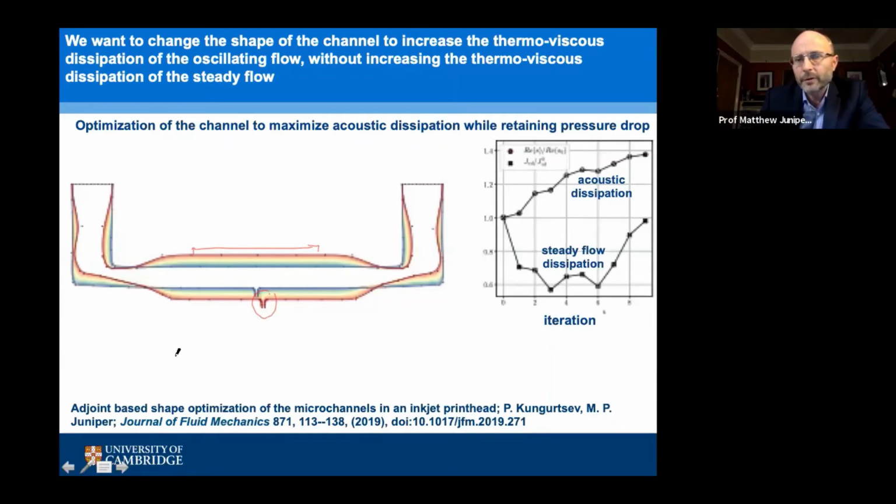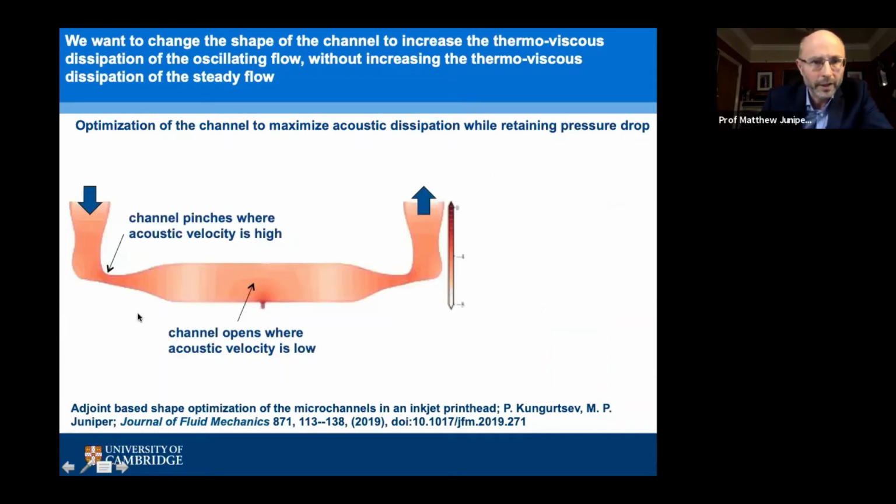So this was using the optimization algorithm as a black box. And then afterwards, you can say what's going on. And as I was explaining earlier, you find that the channel pinches where the acoustic velocity is high, the channel opens up where the acoustic velocity is low. So you get most of your acoustic dissipation in this region here. And you also get the throughput viscous dissipation here being high, but conversely, it's lower around here. So this achieves the same throughput viscous dissipation, but a 40% bigger increase in the acoustics dissipation.